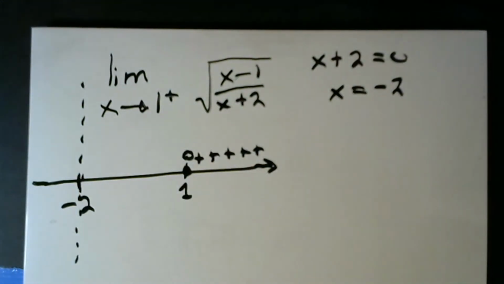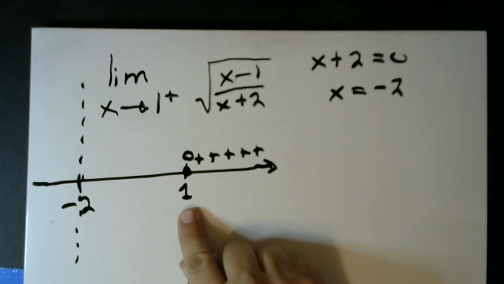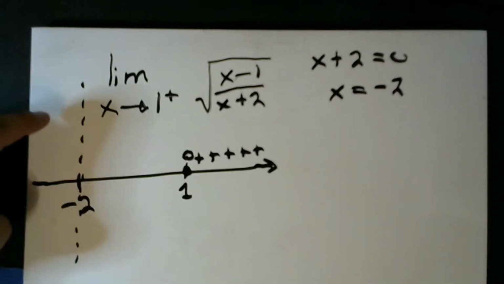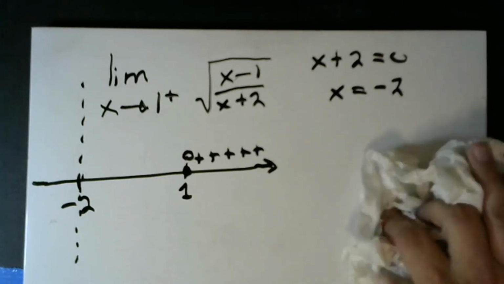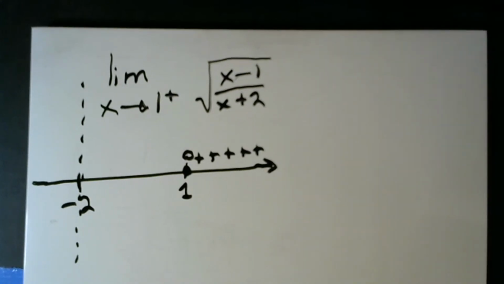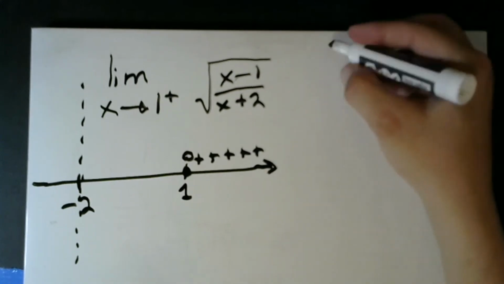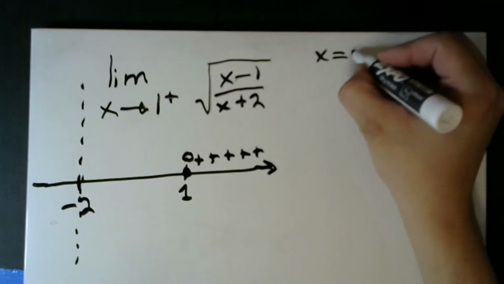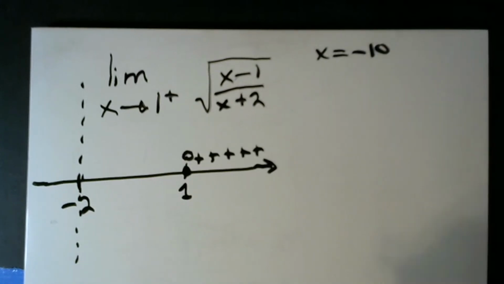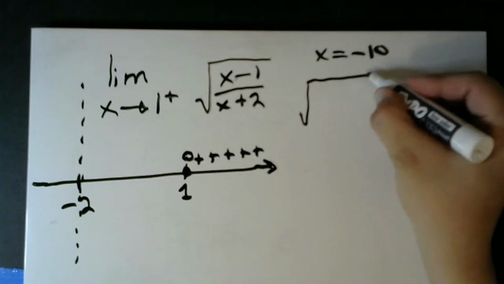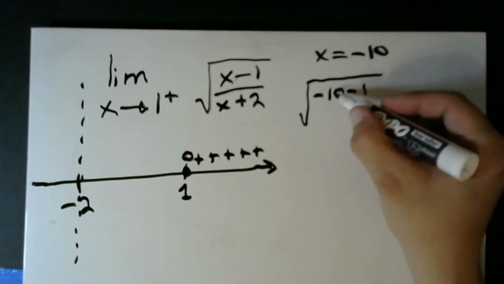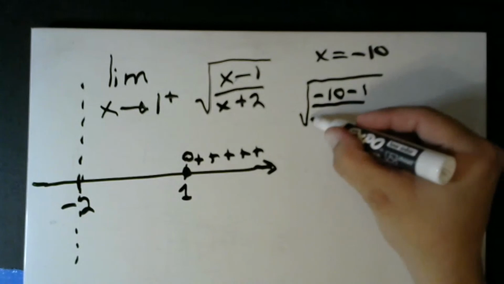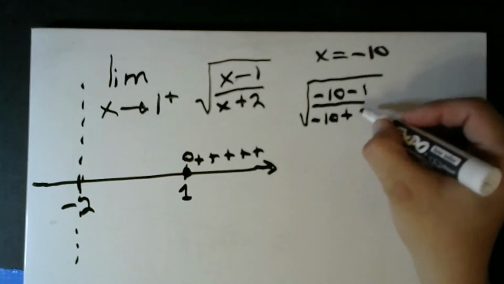Now, again, this only crosses the x-axis at one place. So to figure out if this function's above or below the x-axis, again, we could use a test point, see what's going on here. So let's say we let x be -10. So the square root of -10 minus 1. This looks kind of dangerous. Looks like we're going to take the square root of a negative. Then we have -10 plus 2.